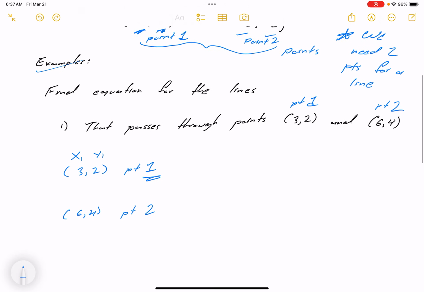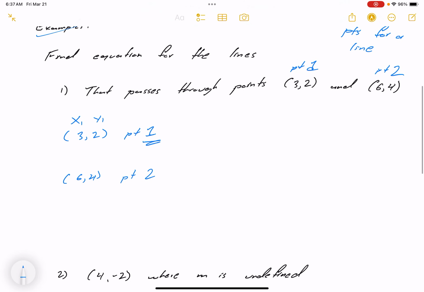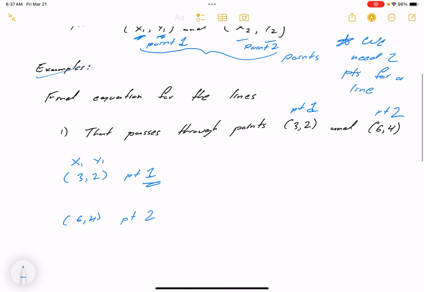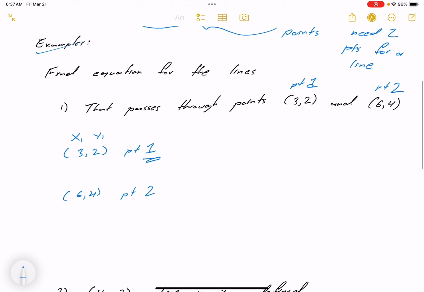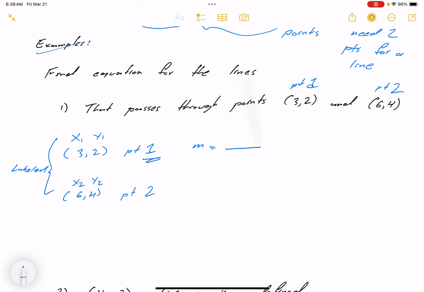Make sure to label them. And we're going to do the same for point 2. So point 2, if we look back, it's x sub 2, y sub 2. So now that we have our points labeled, now we can go ahead and find our slope, which is m. m is going to equal y sub 2 minus y sub 1 over x sub 2 minus x sub 1. Okay, so let's go ahead and find our slope.